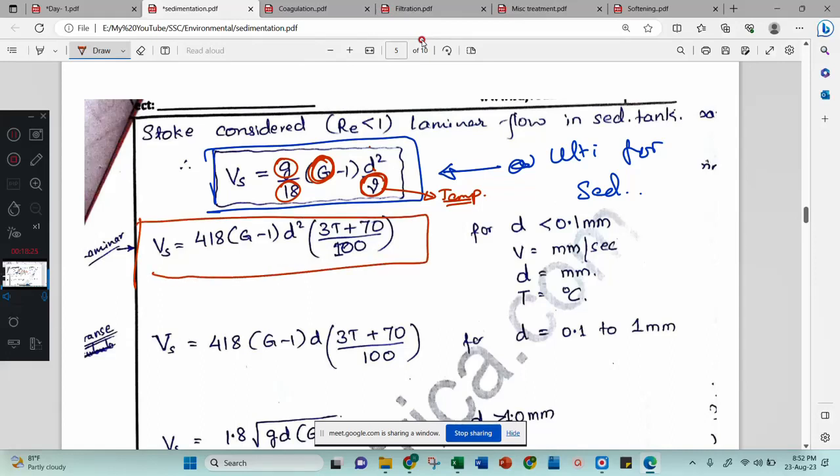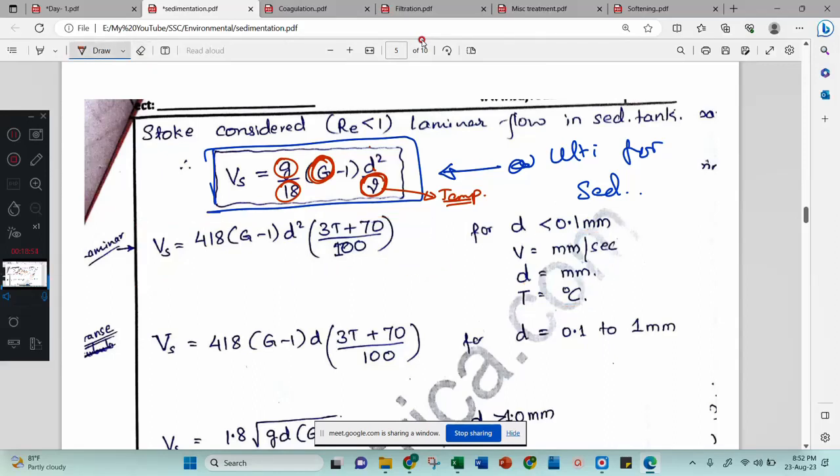Be careful, if you are using this equation, then you should remember the units. The D you have to substitute in mm, and you will get the answer in mm per second, and temperature you have to put in degrees centigrade. Then only this will work. Understood? Here one very important thing you have to remember.